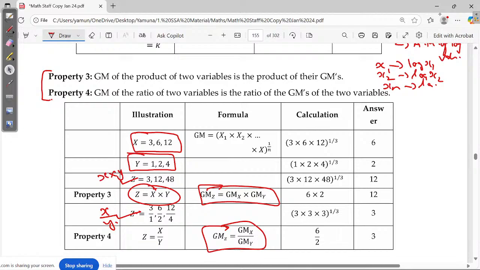Could you find how you got this? Yeah. I have taken such a way. It can be any observation.